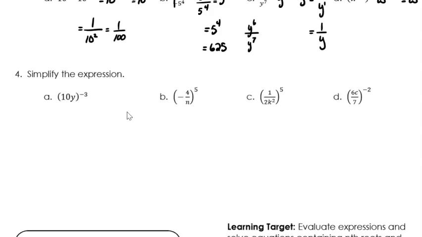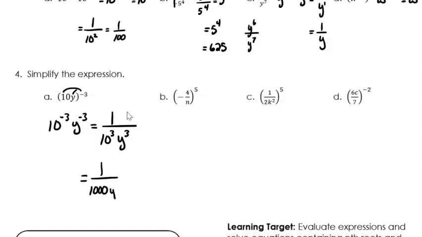All right, so this -3 goes to everything. I like to go ahead and distribute it first. Some people like to go ahead and move it to the denominator and then distribute, but it doesn't matter. You can distribute and then move to the denominator. It works both ways. So I get 10 to the -3, y to the -3. So the 10 to the -3 will move down to the bottom and be 1 over 10 cubed. And the y to the -3 will also move to the bottom because of that negative exponent. You can leave it like that, or 10 cubed is 1,000. So you can put 1 over 1,000 y cubed.